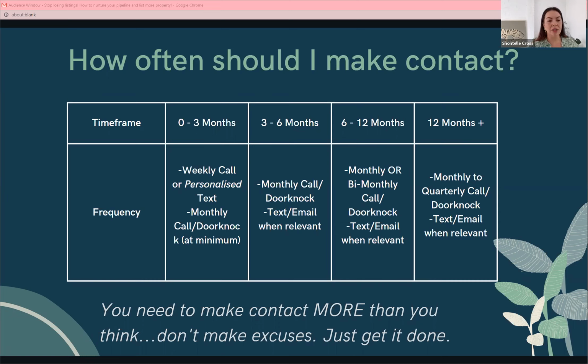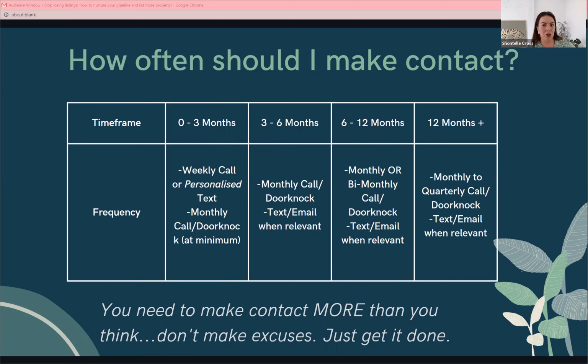Your 6 to 12 months, monthly or bi-monthly call, door knock, text, email when relevant. Same for your 12 months plus. We want to at least be in touch with the 12 months plus monthly. So again, you don't have to call them every single month. We don't want them to think you're harassing them. They've told you that they're 18 months away. You don't need to call them every month, but you can communicate with them personally every month, so that they know that you are trying to help them when the time comes.